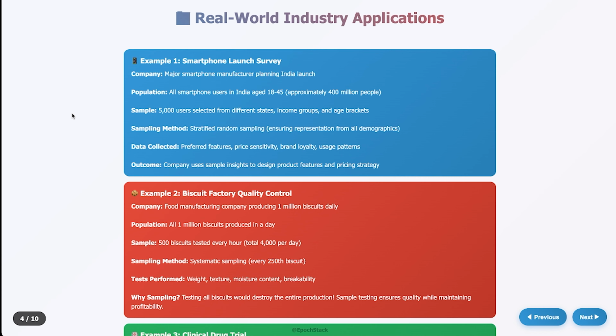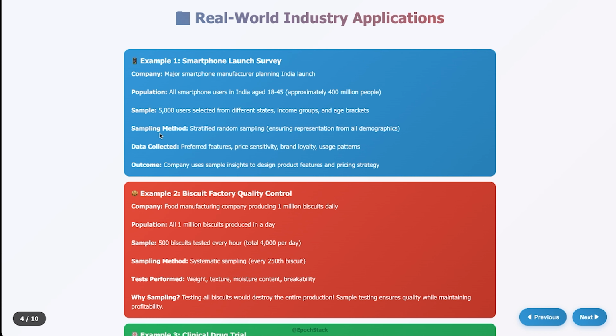So the first example is the smartphone launch survey. For example, if a smartphone manufacturer is planning to launch a smartphone in India, first of all they need to figure out how many users are using smartphones in India. They figure out that there are approximately 400 million people in the age group of 18 to 45. In this case they cannot study all the people, that is not possible.